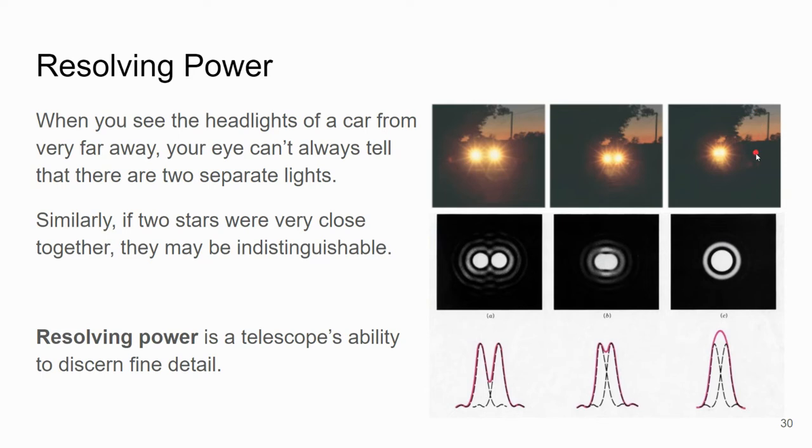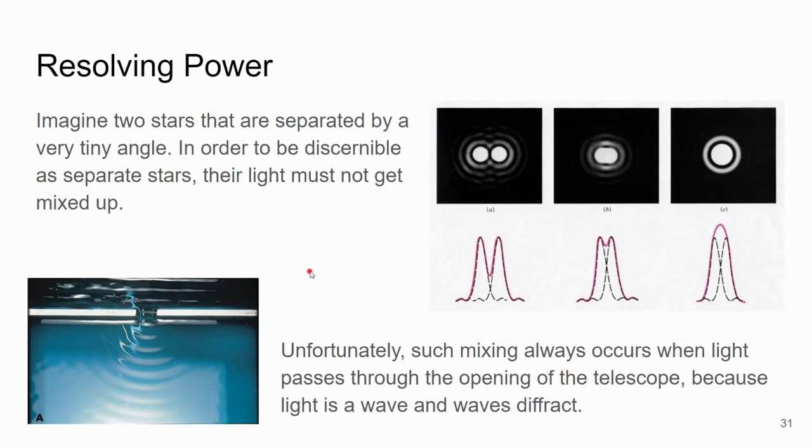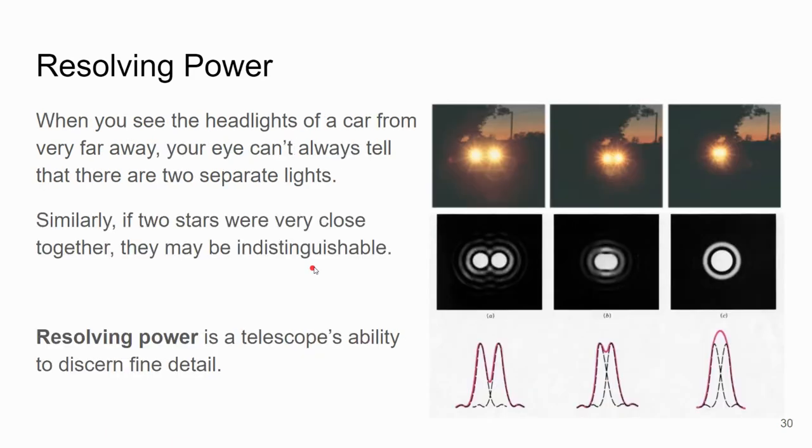If you're looking at car headlights that are very far away, the headlights may be so close together that you can't tell that they're actually two separate headlights. So in this image, you can't really tell that they're two. As the car starts to get closer, your eye can distinguish the difference. And once it's close enough, you can definitely tell. So this is what resolving power is: your ability to discern very fine detail. That's resolving power. So these are car headlights.